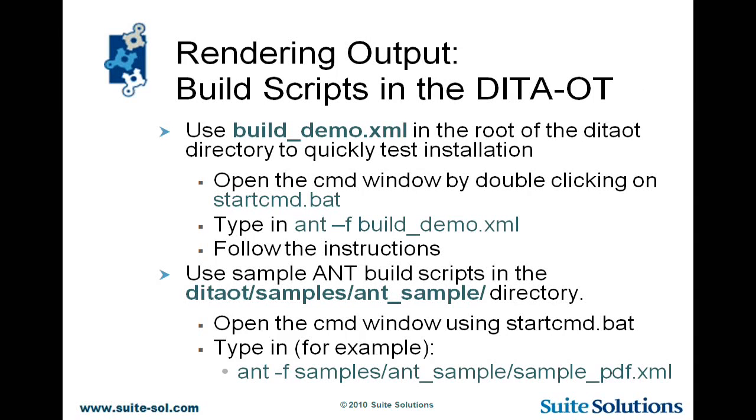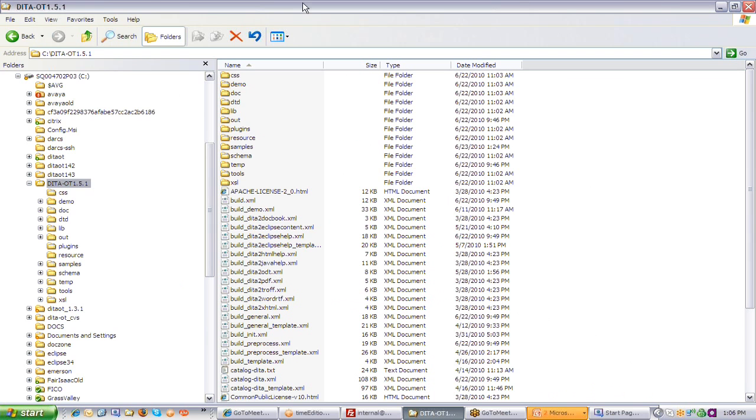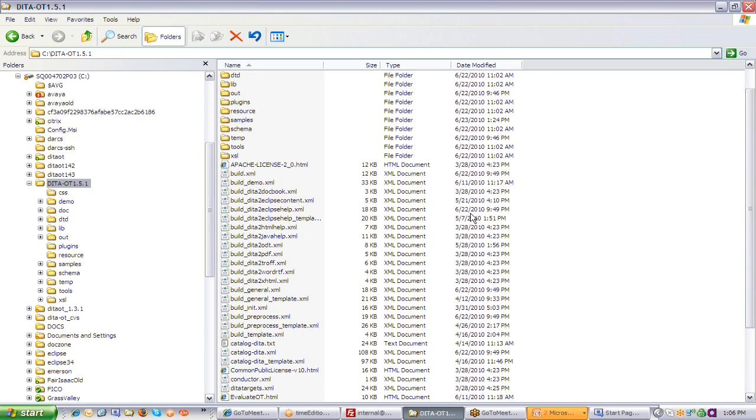We're going to talk about two on this slide here. The first one is called build Demo.xml, and it's located in the root of the DITA OT directory. This is a great file to use to quickly test the installation of your toolkit. So if you look here, okay, DITA OT 1.5.1 in this case, and you can see there's a build demo file.